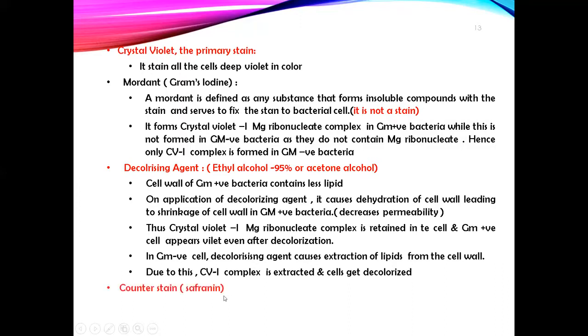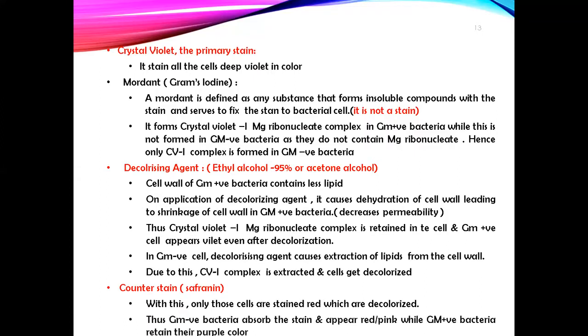Then comes the counter stain. After addition of the counter stain, only the cells which are decolorized will get stained, that is the gram negative bacteria will get stained red. Thus gram negative bacteria absorb the stain and appear red or pink in color, while gram positive bacteria will retain their purple color.